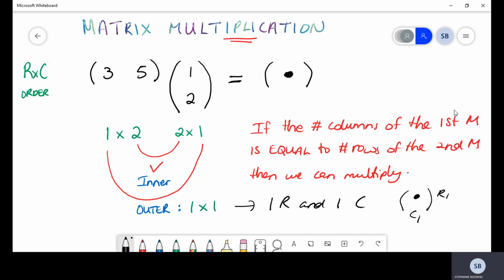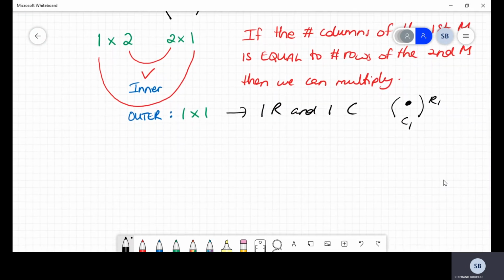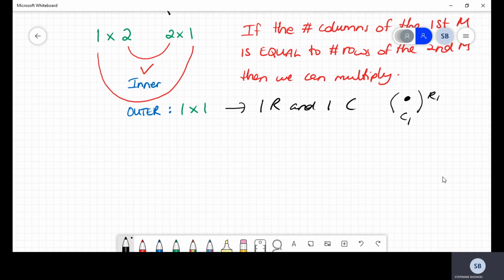All right, guys. So we are going to get into finally, how do you actually multiply the numbers? Now that we know we can multiply because the inner numbers are the same, how do we actually multiply? Let me take it down below. So going back to the example, we had a 3 by 5 and a 1 by 2. So how do we actually go about multiplying? Well, guys, when you're finding the product of a matrix, you have to be very careful.